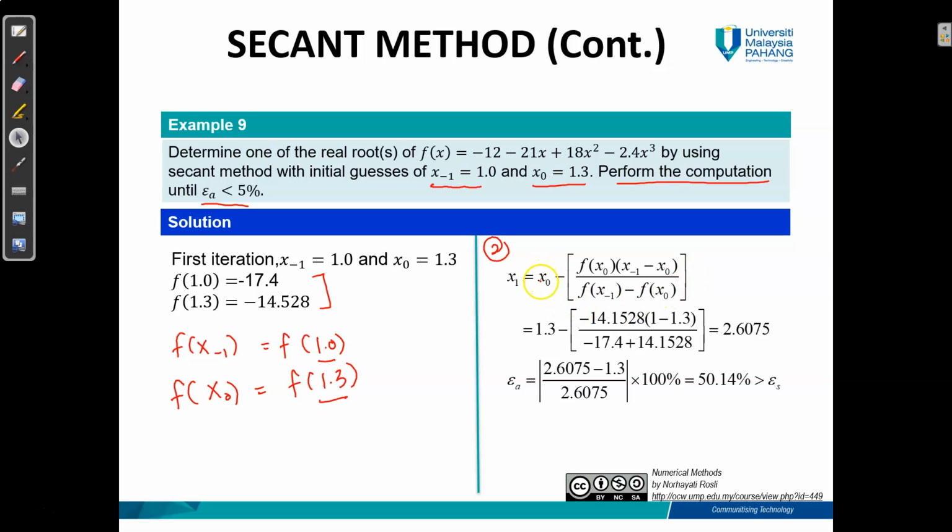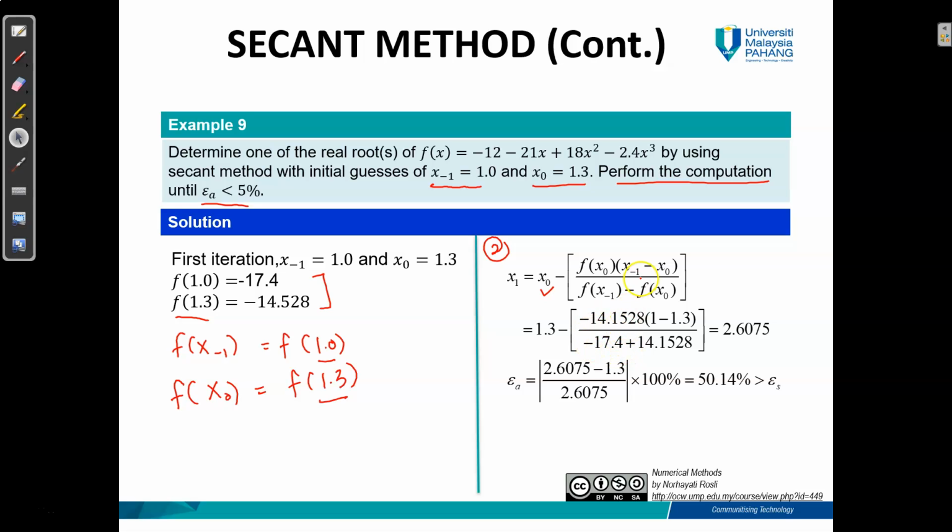And then the second step here, we compute our next estimate, which is x1 equal to, okay, this is based on the secant method formula. X naught we have in the equation 1.3, function of x naught. Okay, this is function of x naught, function of 1.3, that is -14.1528, and then x -1 minus x naught, so 1 minus 1.3, and then we need to divide by negative 17.4.